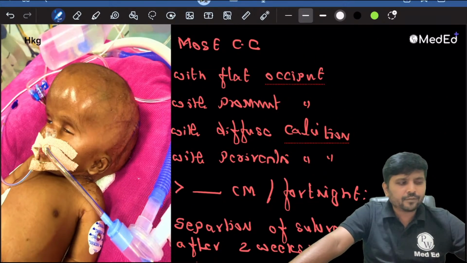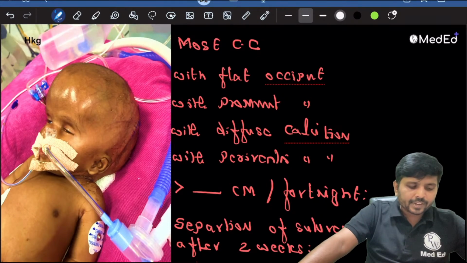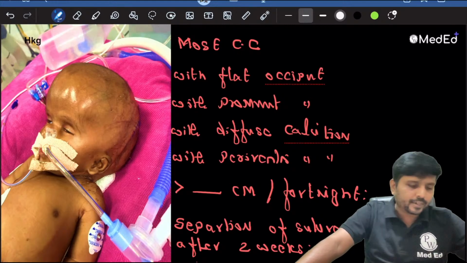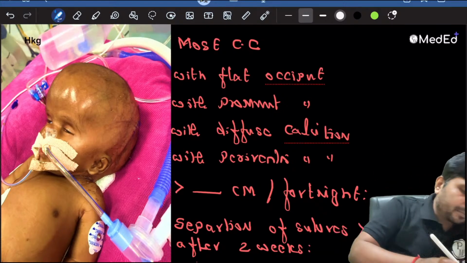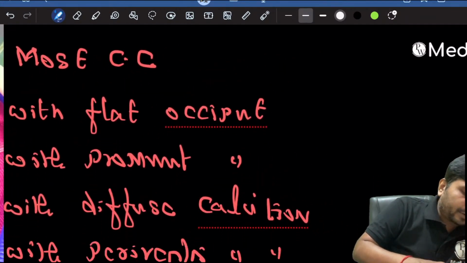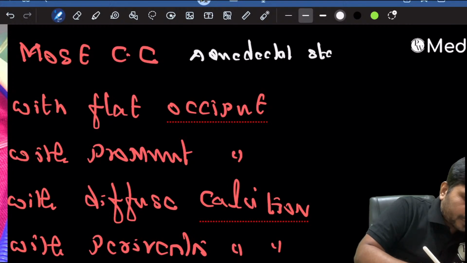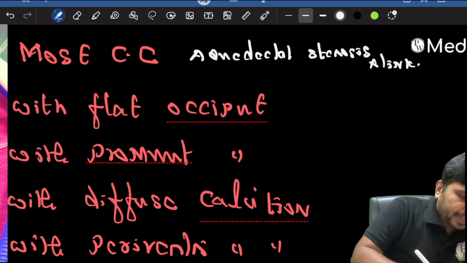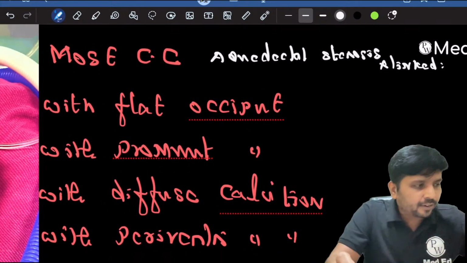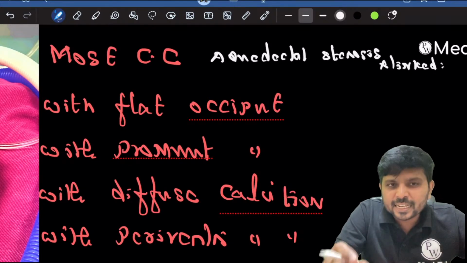Next. What is this? The child is having hydrocephalus and the child is intubated. What is the most common cause for infantile hydrocephalus? The most common cause for infantile hydrocephalus is aqueductal stenosis, which usually affects boys. The inheritance is X-linked. Any hydrocephalus in the infantile period, unless otherwise proved, you need to consider aqueductal stenosis.